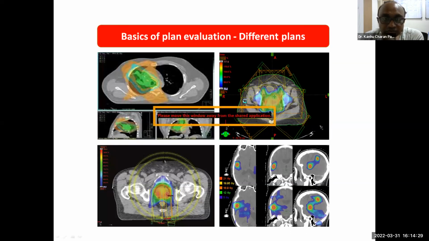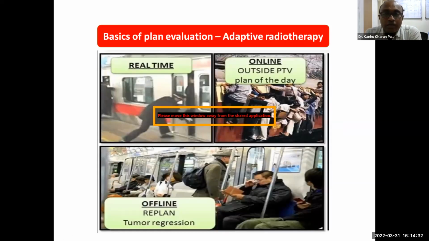During treatment, every time we do CBCTs or X-ray based matching. You have to correct in real time every time during the treatment. This is called real time correction. You can also go with the plan of the day concept.